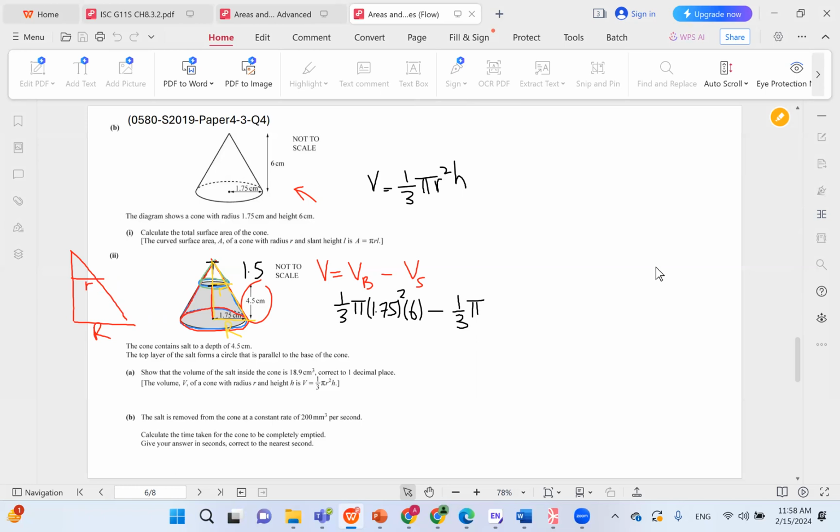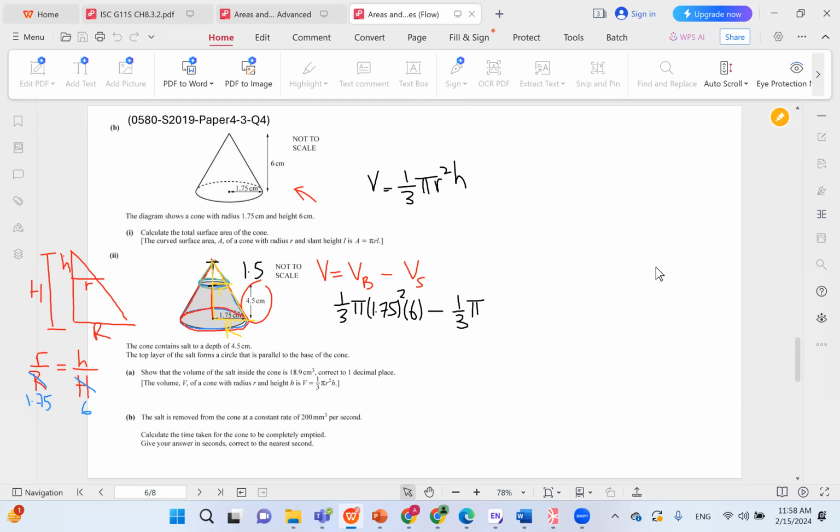Bear in mind that this is h small as well, and this entire thing is h capital, which is the height of the big cone. So you can create a similarity equation between the small triangle and the big triangle. You can say r small over r capital equals h small over h capital. R capital is the radius of the big cone, which would be 1.75. H capital is the height, which is 6. We want r small and h small.